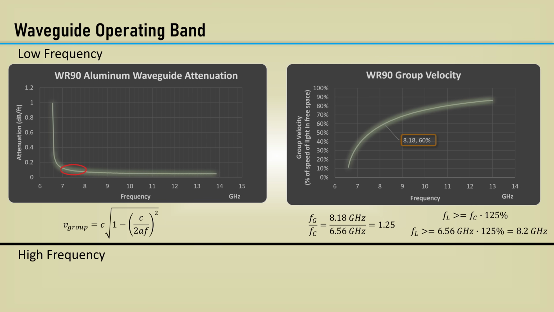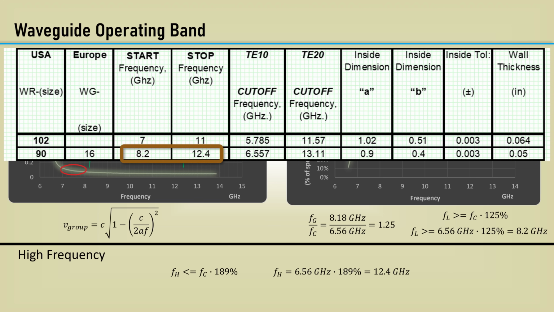Now for the high frequency limit. If operating too high in frequency, you run the risk of skipping into the TE20 mode. Again, the microwave gods declared that the upper frequency to be equal to or less than 189% of the cutoff frequency. In this case of the WR90, that comes out to be 12.4 gigahertz. Therefore, the acceptable operating band for WR90 is 8.2 to 12.4 gigahertz. And here it is in the chart.